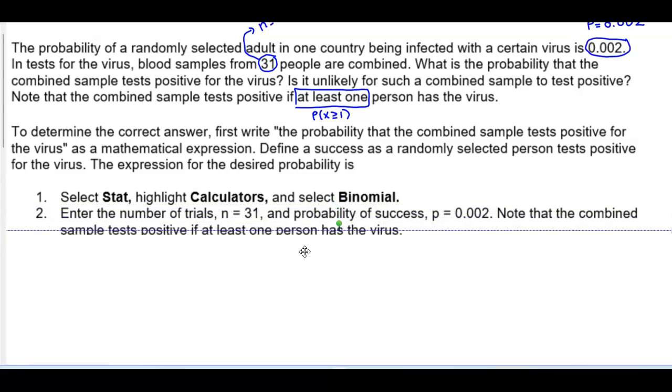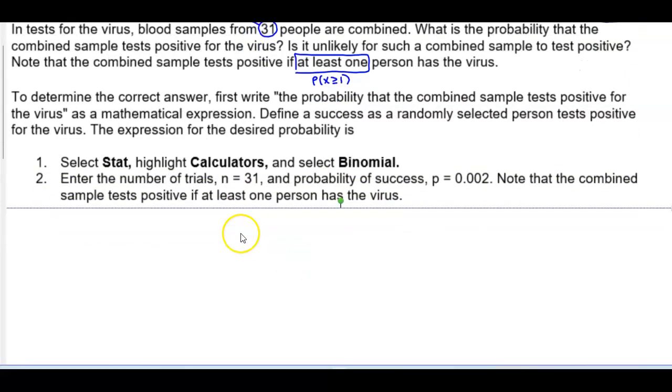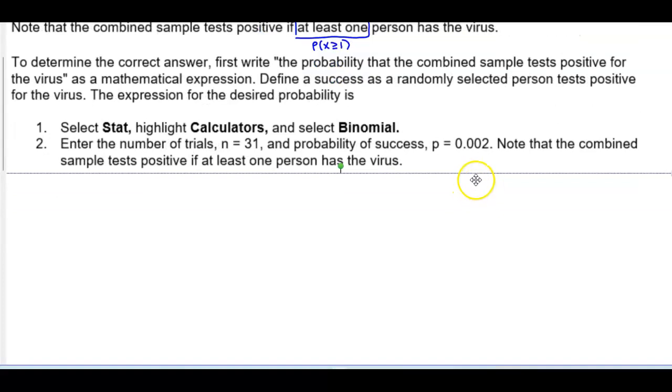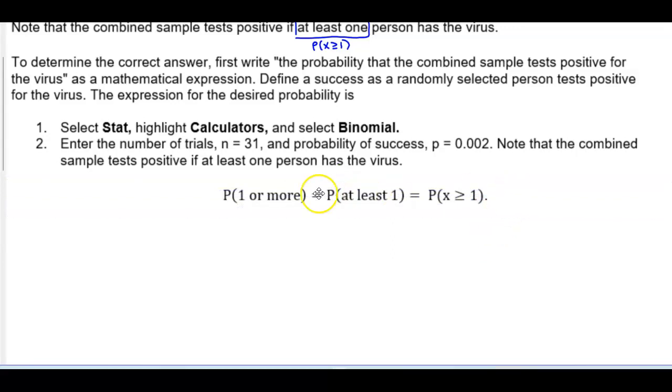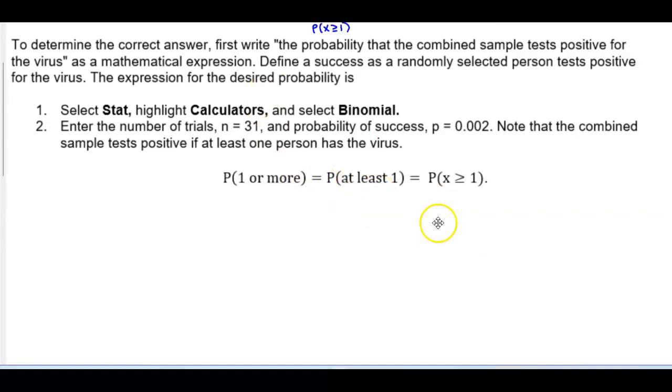Before we do this, we have to make sure that we select Stat, highlight Calculators, and then select Binomial. We know that N is equal to 31 and P is equal to 0.002. And again, note that the combined sample tests positive if at least one person has the virus. So that means the probability of one or more, which is equal to the probability of at least one, is equal to the probability of X being greater than or equal to 1.